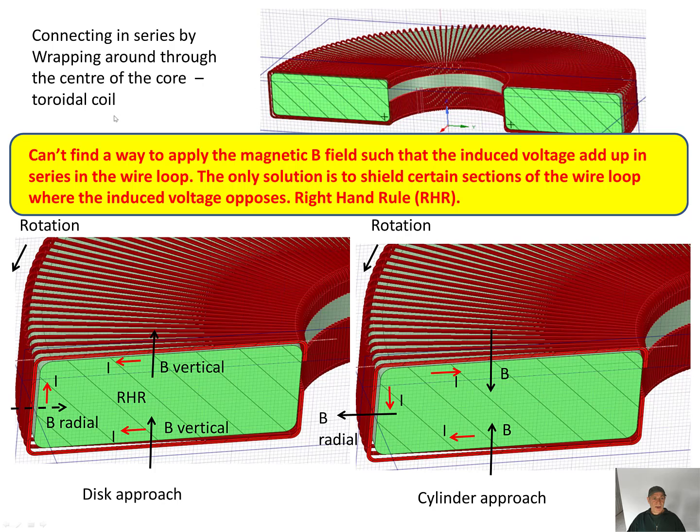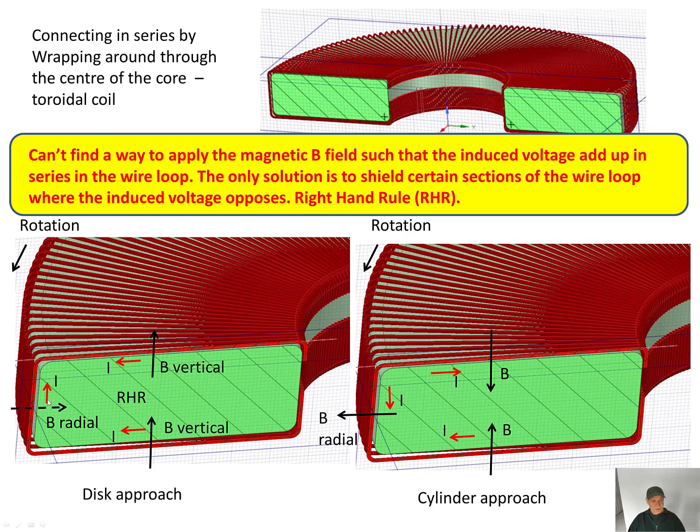We can't find a way to apply the magnetic field such that the induced voltage adds up in series in a wire loop. The only solution is to shield certain sections of the wire loop where the induced voltage is opposed, using the right-hand rule. So here is the disk approach, which is vertical. Here it induces the voltage shown by the right hand, but where the B field comes in, it induces the voltage in the opposite direction.